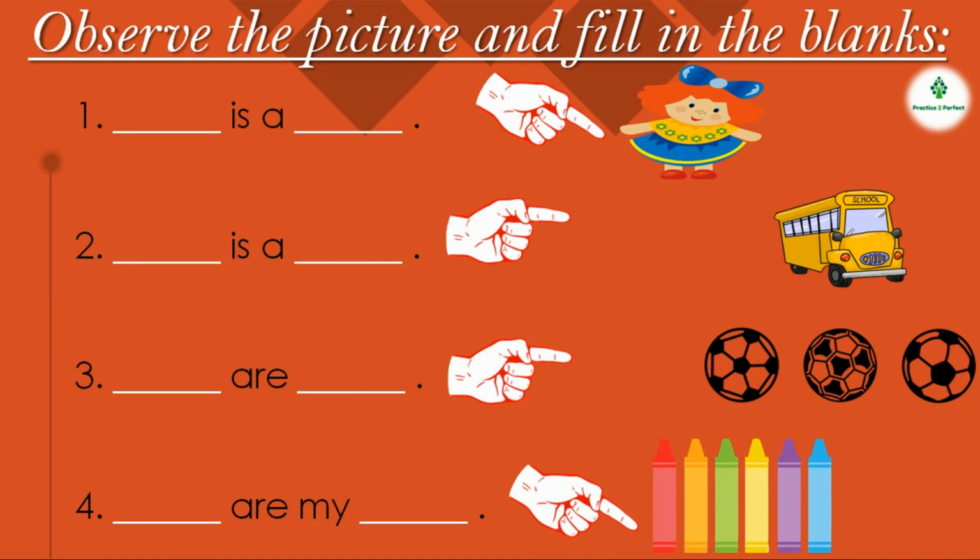And the second place will be filled with the noun that is here. So the sentence becomes, this is a doll. So similarly, complete all the questions here.